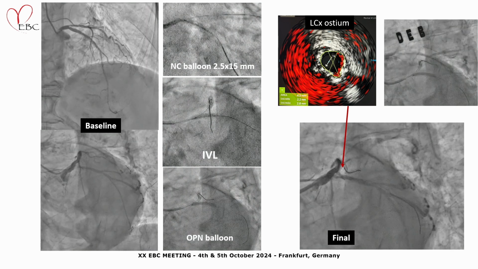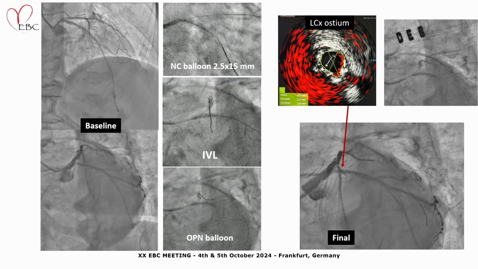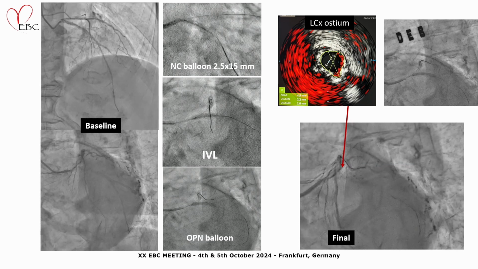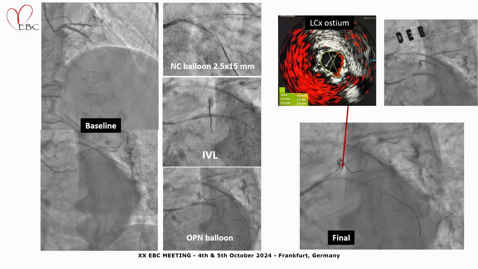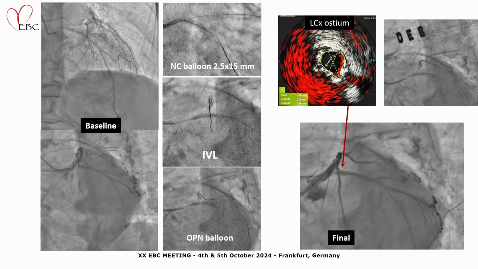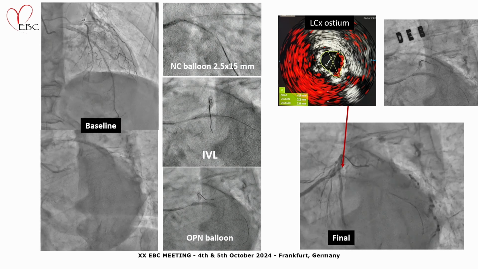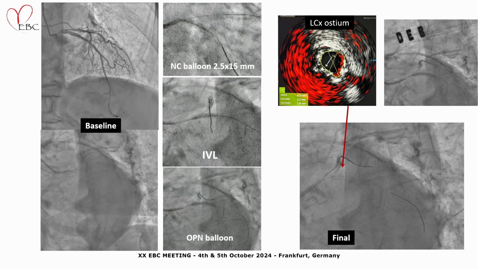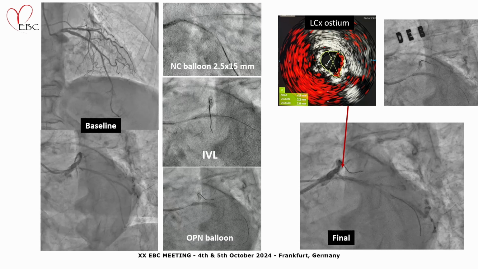This patient was an elderly patient with severe aortic stenosis scheduled for TAVI. The patient had a very calcified lesion at the ostium of the circ. We tried to pass the IVUS, but the catheter didn't pass. So we performed plaque preparation with OPM balloon and lithoplasty.